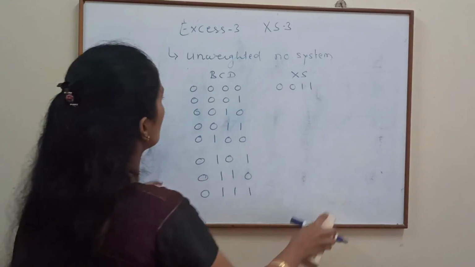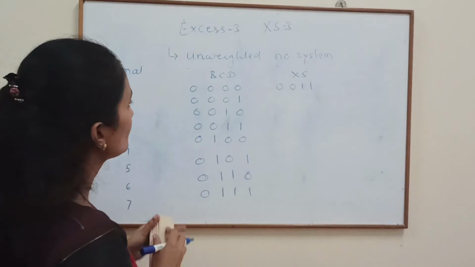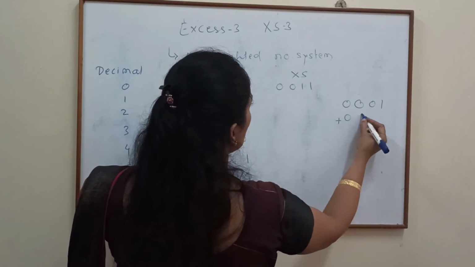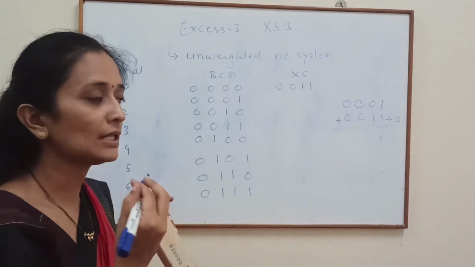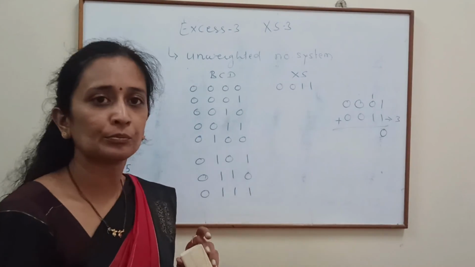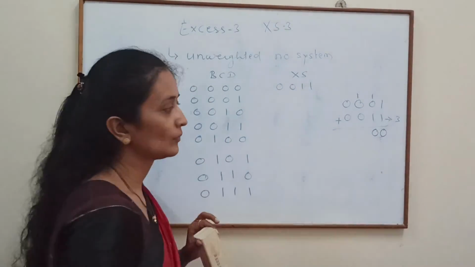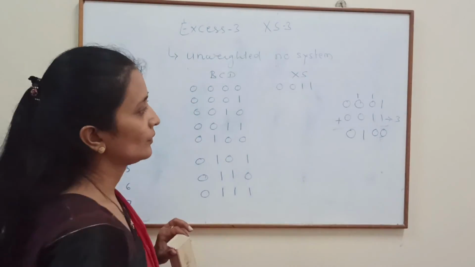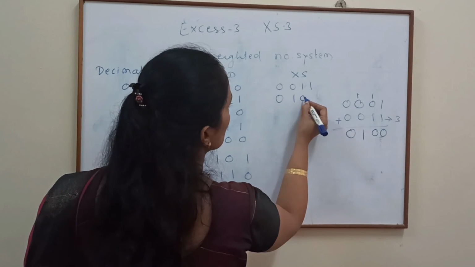Next number is number 1. First, I have to find out what is BCD. BCD is 0001, plus add 0011, this is nothing but number 3, excess 3. 1 plus 1, answer is 0, carry is 1. 1 plus 1, answer is 0, carry is 1. 1 plus 0 is 1, 0 plus 0 is 0. Therefore, this is the excess 3 equivalent of number 1.